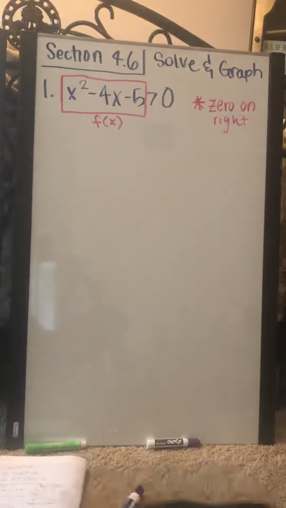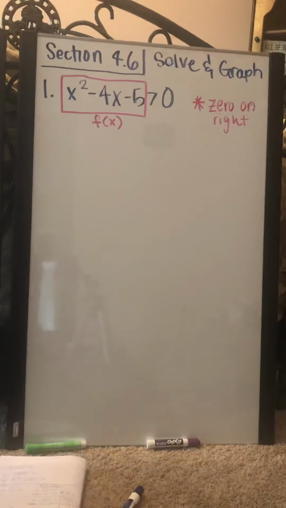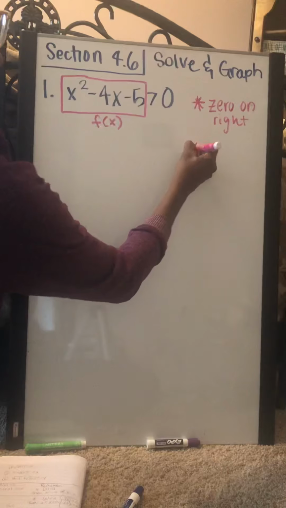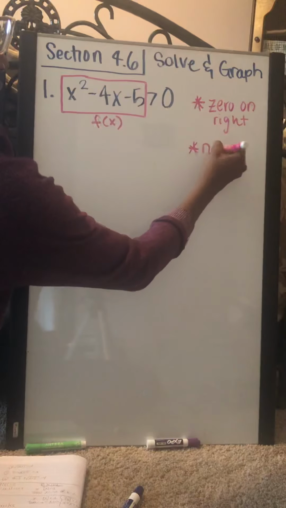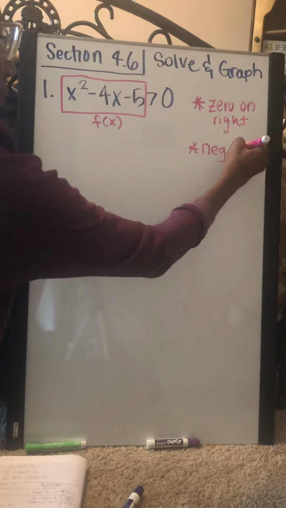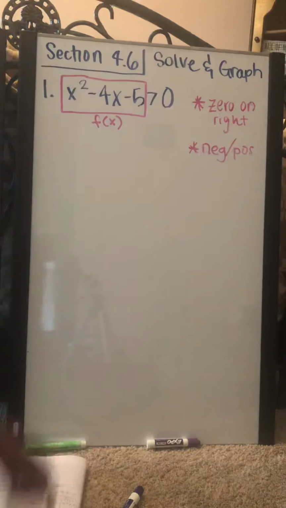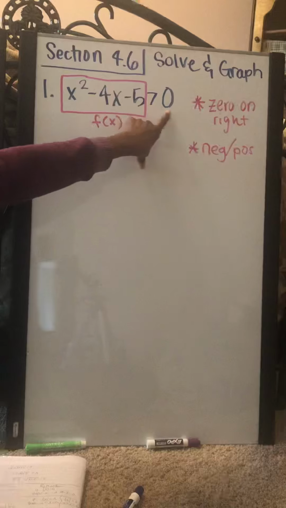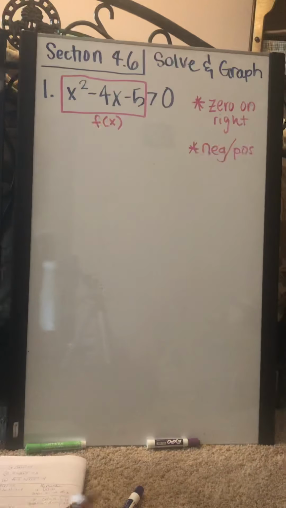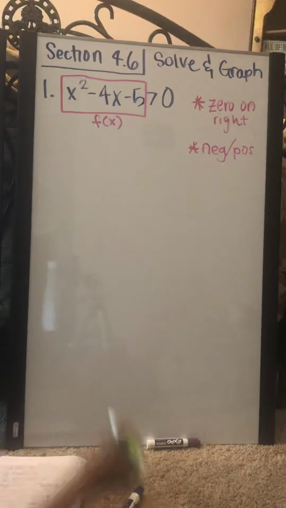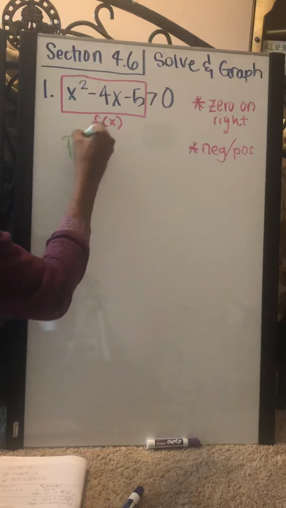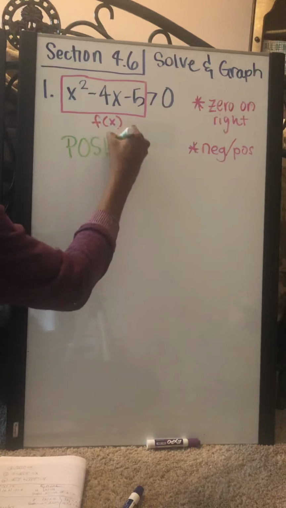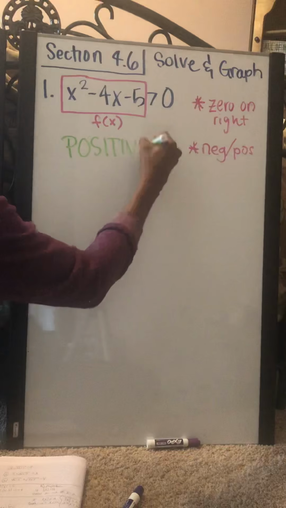So once we have created that box, what we then need to do is determine whether it is negative or positive. So if we're looking at this, this says the box, or f of x, is greater than 0. So to be greater than 0, that means that you are what? Positive, right? So we know that this is going to be positive, okay?